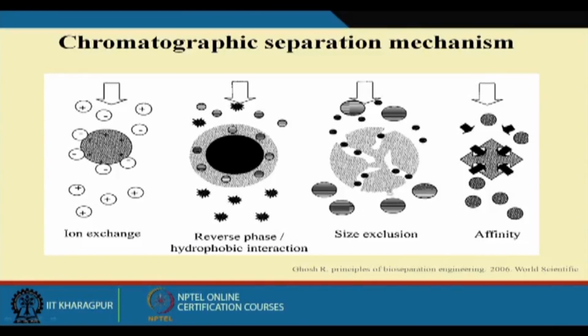Here you see size exclusion, where you have bigger particles and smaller particles. When the sample passes through this, the smaller particles will be retained here, and the bigger particles will go out. Then you can separate bigger particles from smaller particles. Reverse phase and hydrophobic interaction also let us easily separate the particles one after another, and ion exchange can also be used for analysis.